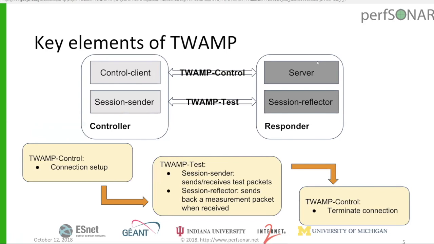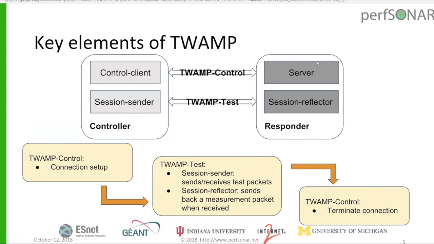So at the start of the process, the control session is established with the use of the TWAMP control protocol, where the control client on the controller side exchanges the control packets with the server, which is residing in the responder. And then the server acknowledges the setting up of the control session and also sends parameters like the UDP port to be used with the test between the controller and the responder.